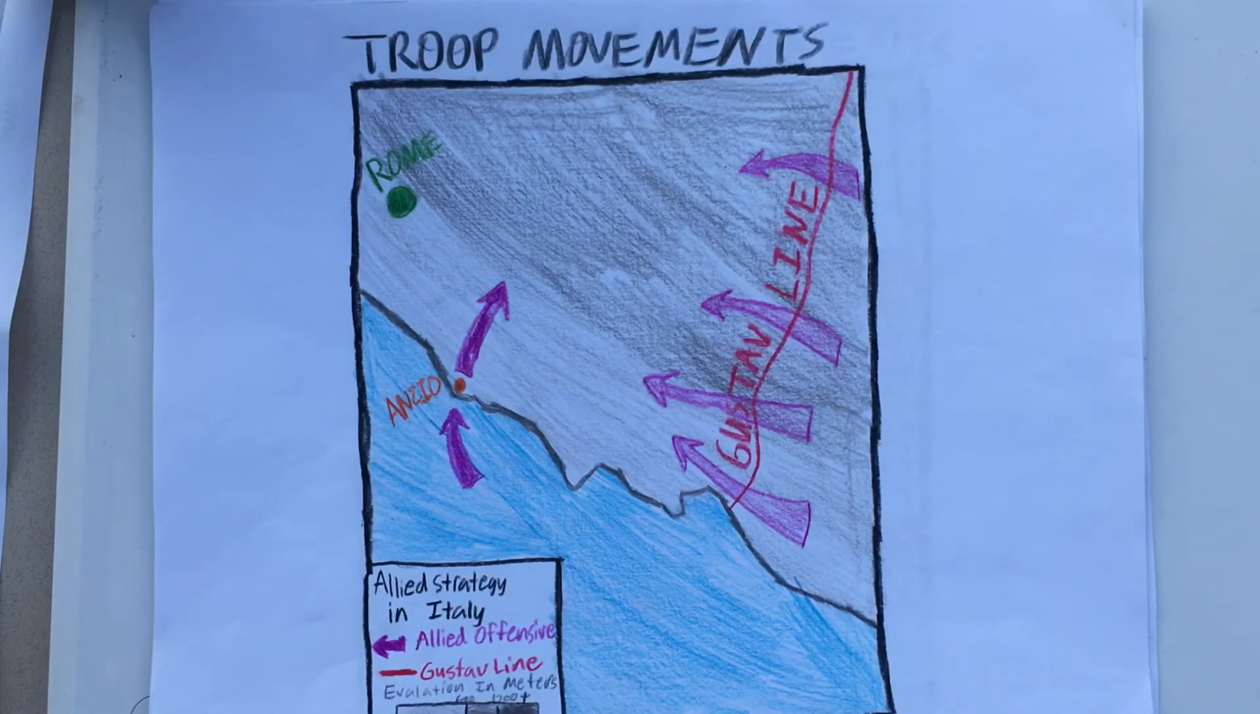This shows the troop movements in Italy, how the Allied forces landed in South Italy at the Gustav Line, and they tried to break through to head to Rome, and the other Allied forces in Anzio broke through the beachfront to meet up with the Gustav Line troops and head to Rome.